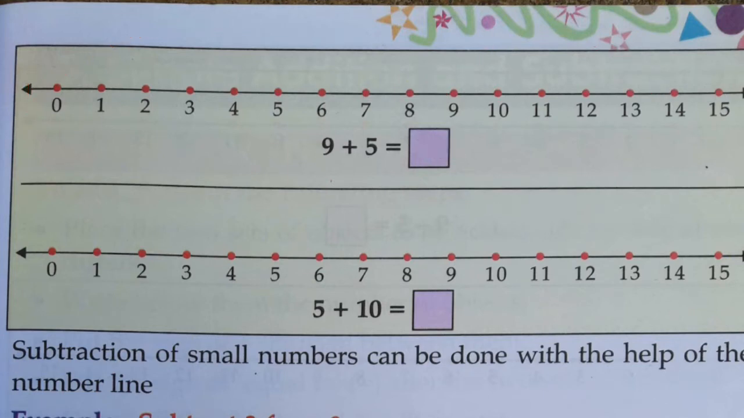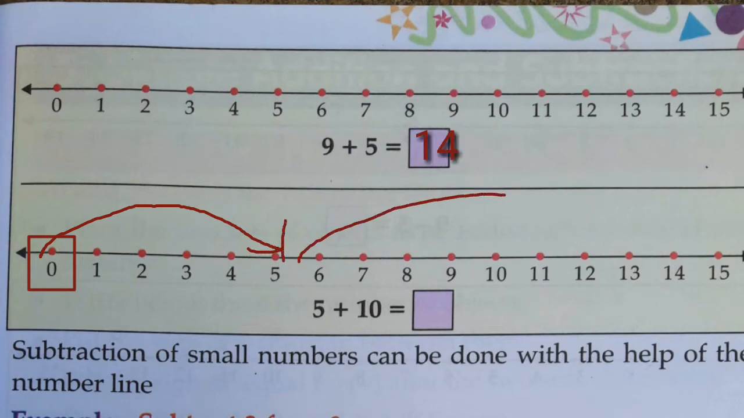You see the picture? Okay. Next, 5 plus 10. We will start from where? 0. We have to take how many steps forward? 5 steps, because the question is 5 plus 10, and then we will take 10 steps forward from 5. From 5, when we will take 10 steps, we will reach at 15. So the answer is 15. 5 plus 10 equal to 15.